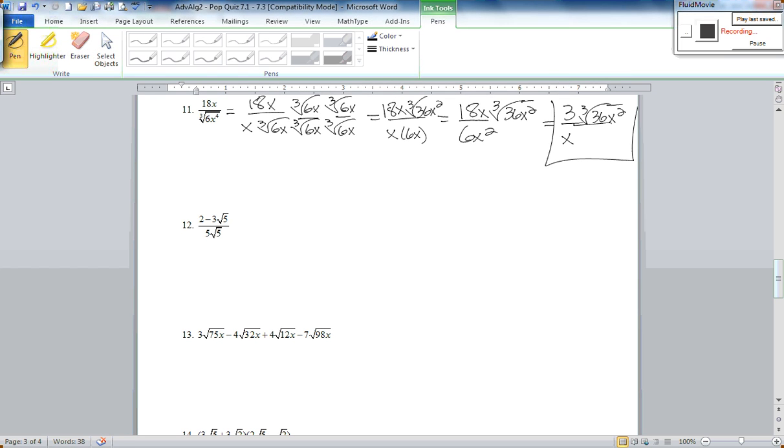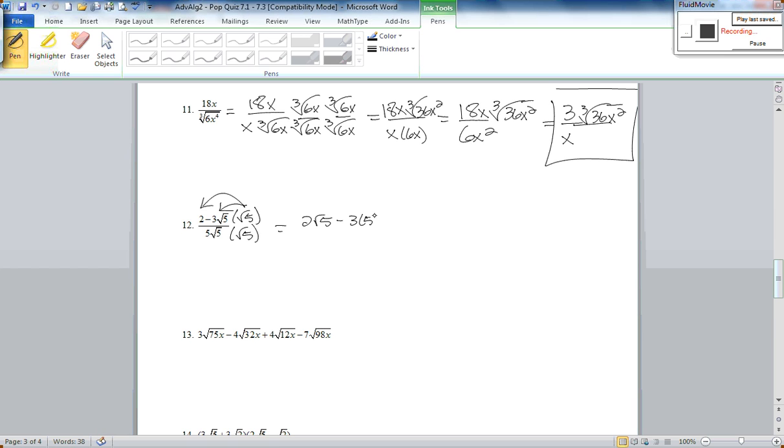Now for 12, again, we're rationalizing the denominator because this is a single term with a square root. In order to get rid of the square root, all we have to do is square it, which is multiply it by itself. So we're going to multiply by the square root of 5 over the square root of 5. We do have to make sure we distribute here. So we get 2 radical 5 minus 3 times 5, because radical 5 times radical 5 is 5. Down here we have 5 times 5 again. So we have 2 radical 5 minus 15 over 25. Because we can't simplify 2, 15, and 25 by the same thing, it's okay to just leave it like that.